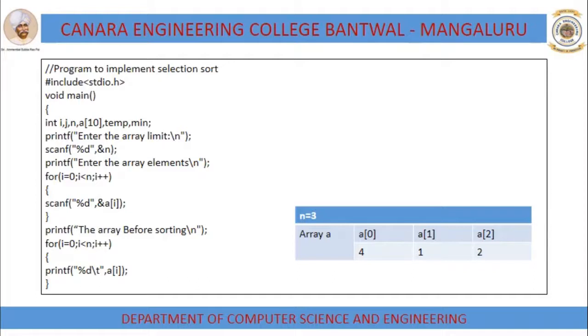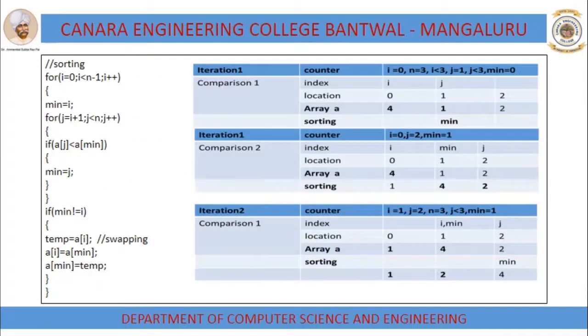So, enter the array limit. Again I have taken the array limit as 3. Then the array elements I have inserted are 4, 1 and 2. Now before sorting, I'll just display the contents of the array here, making use of this particular for loop. Now we'll see the sorting here.